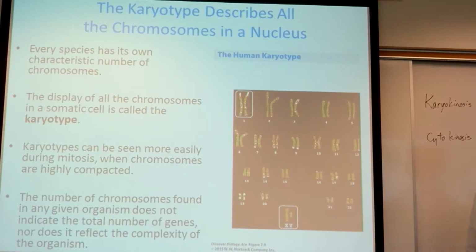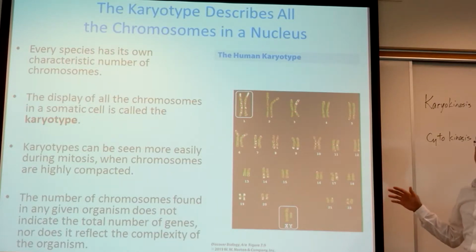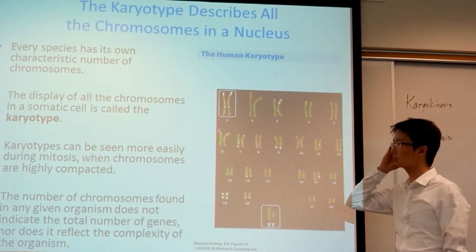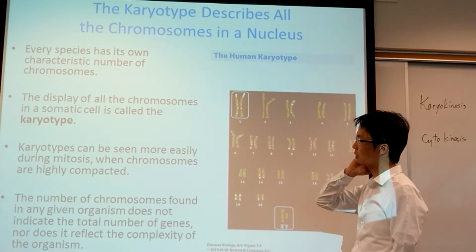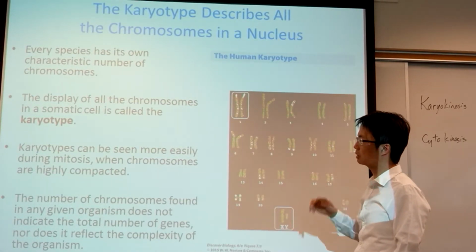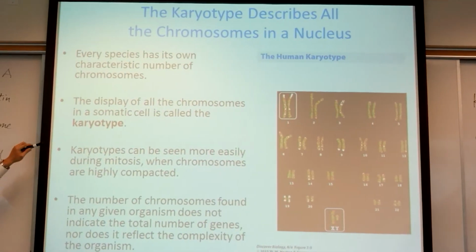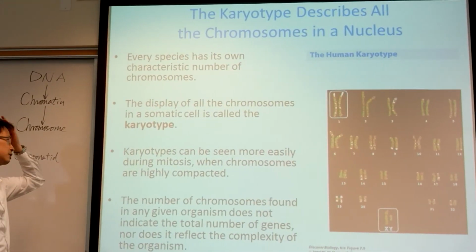This is called a karyotype, meaning that ideally you should do this before you want to have a baby. The reason is that the doctor can screen through your chromosomes and make sure that your kid does not have Down syndrome. So the definition of karyotype is given here. The display of all chromosomes in a somatic cell is called the karyotype.